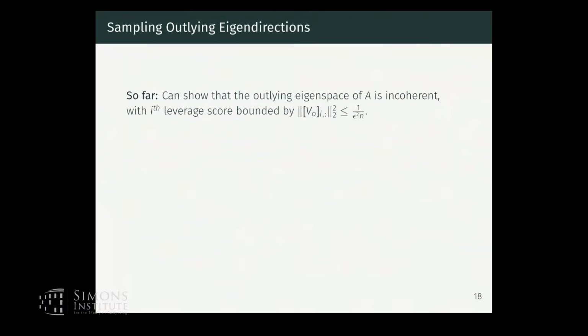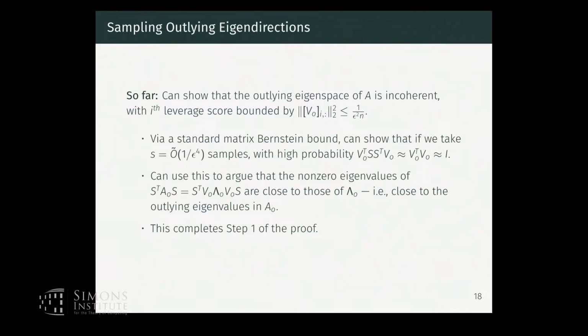Okay. So far, we know that the outlying eigenspace of A is incoherent, meaning its mass is spread across the indices, and its leverage scores formally are bounded by roughly 1 over n, or 1 over epsilon squared. What this means is, via a standard matrix Bernstein bound, if we take 1 over epsilon to the 4th samples, eventually this will be 1 over epsilon cubed. But again, in the talk, I'm not worrying about getting tight bounds.